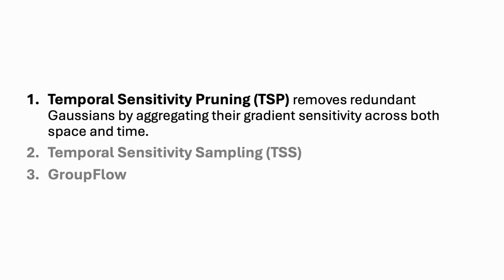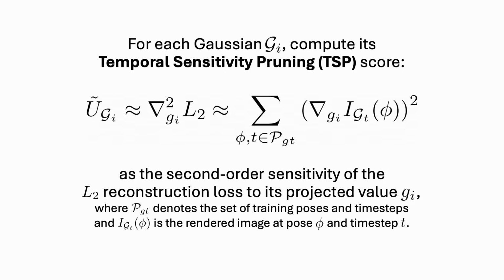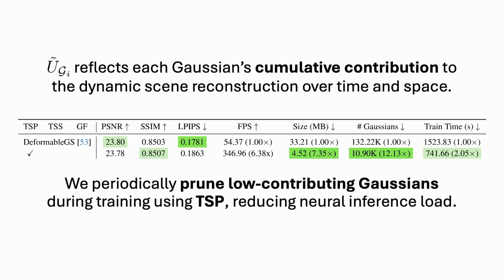Our first module, Temporal Sensitivity Pruning, removes redundant Gaussians by aggregating the gradient sensitivity across both space and time. For each Gaussian, we compute its temporal sensitivity pruning, or TSP score, as the second-order sensitivity of the L2 reconstruction loss to its projected value across a set of training poses and time steps. These gradients capture the total contribution of each Gaussian to the dynamic scene reconstruction. We periodically prune low-contributing Gaussians during training, reducing neural inference and boosting rendering speed.